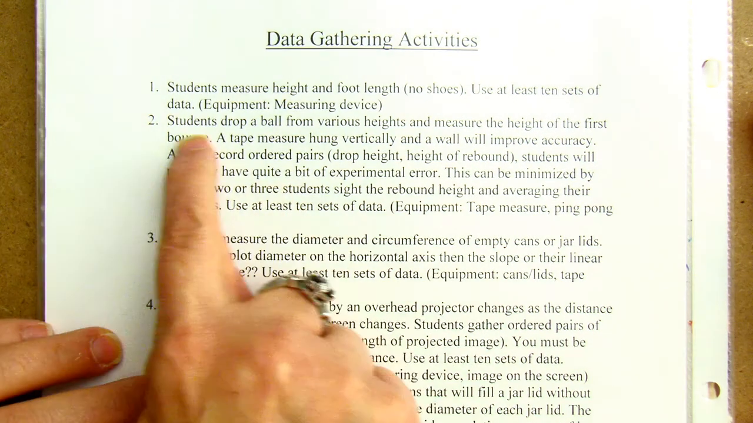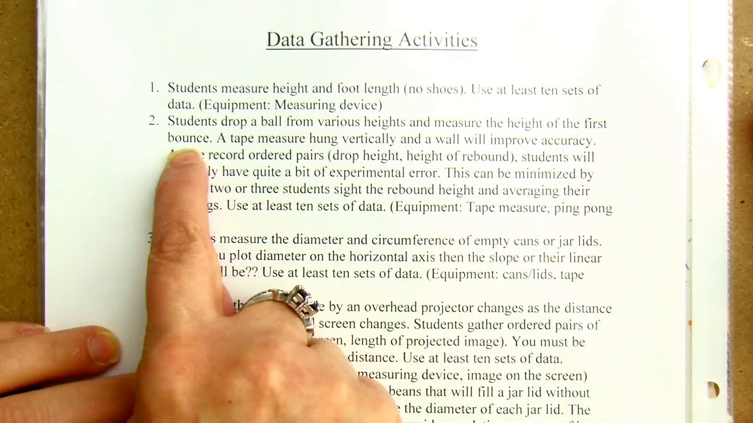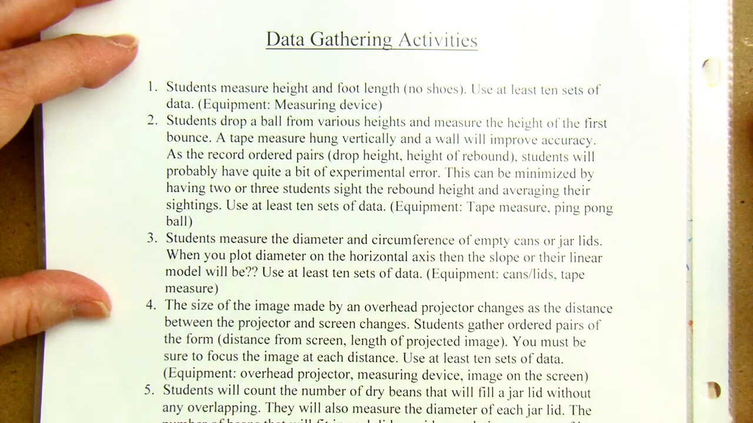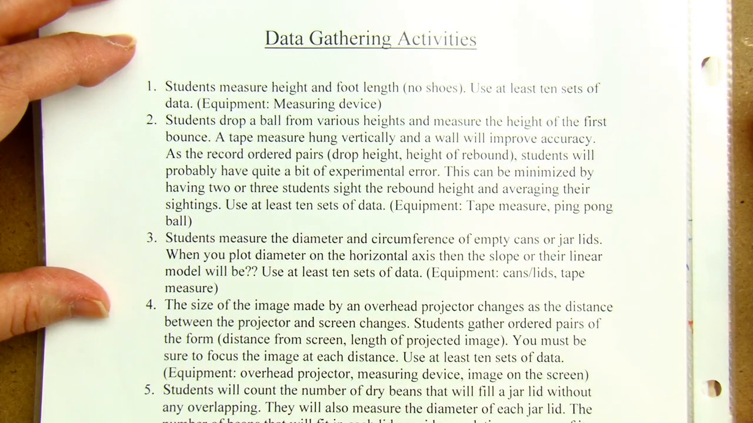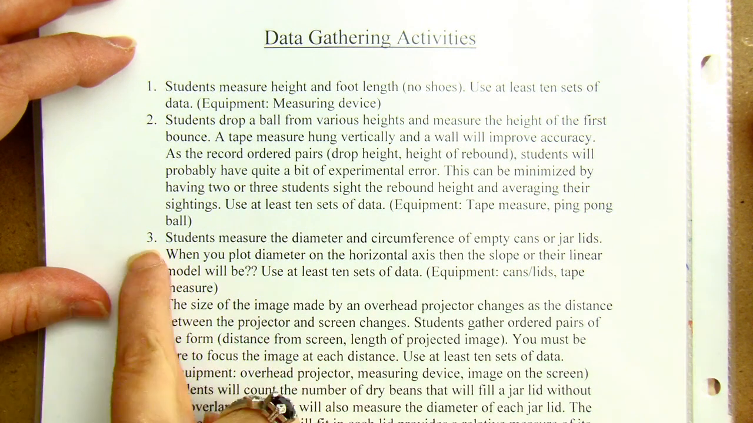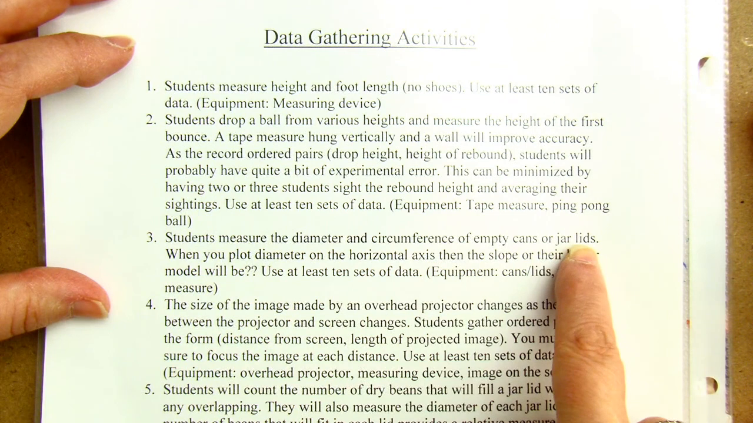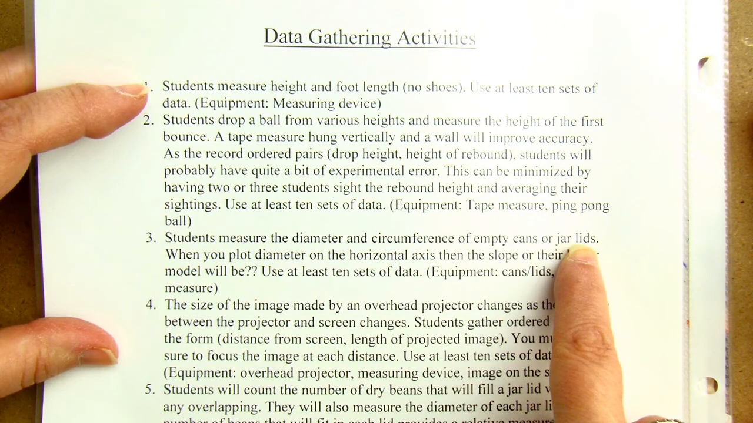Students drop a ball from various heights and measure the height of the first bounce. Okay, you can pause this video and read these to yourself if you want to. These are just some ideas. Students measure the diameter and their circumference of empty cans or jar lids. Okay, that will give you linear data.